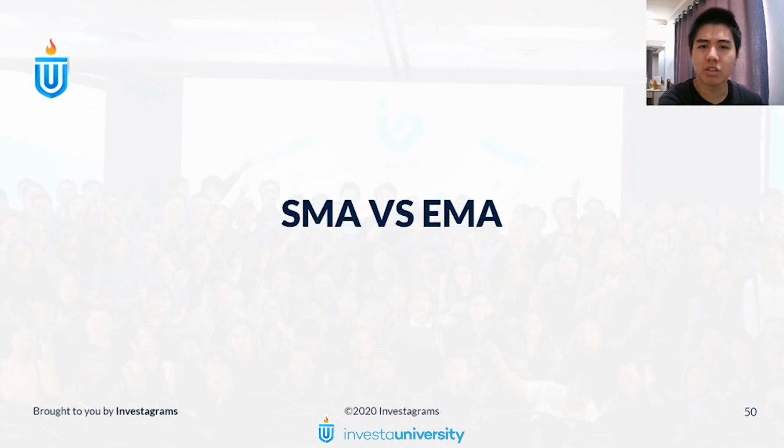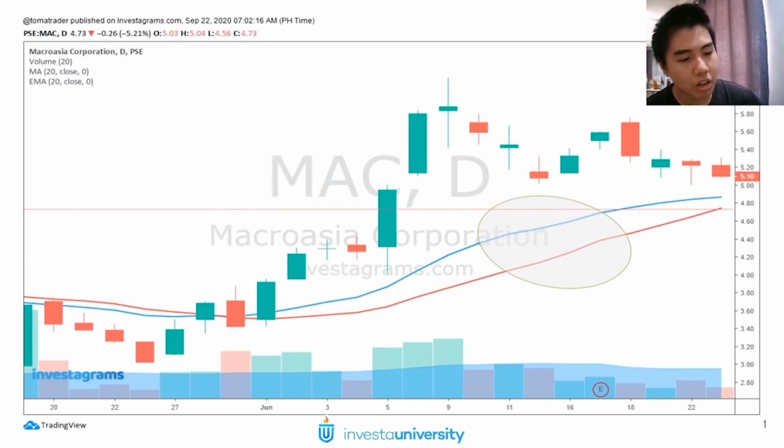So, now, I want to answer a common question in the community. Ano difference sa simple moving average sa exponential moving average? So, basically, ano yung difference ng SMA sa EMA? So, here in the chart, I have both an MA20 and an EMA20. Yung MA20 yung red, yung EMA yung blue. So, ano yung pagkakaiba nila?